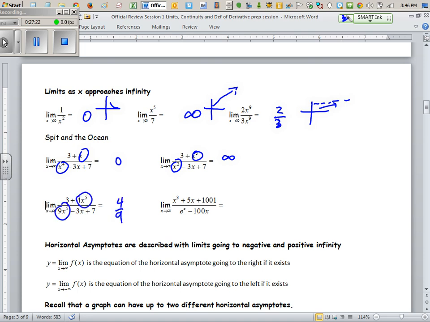Right. And the last one? 0. Why 0? Because e to the x grows faster than x to the 3. Correct. Or we could use L'Hopital's rule.